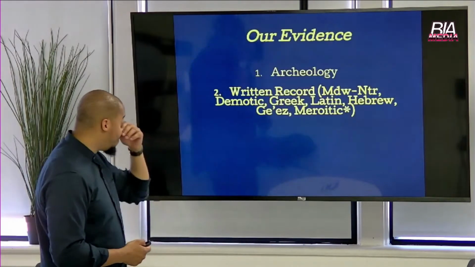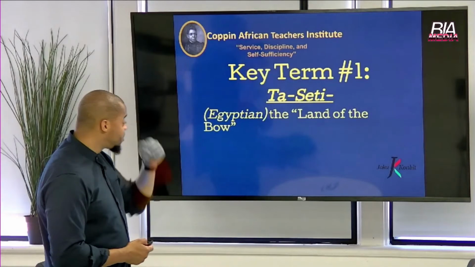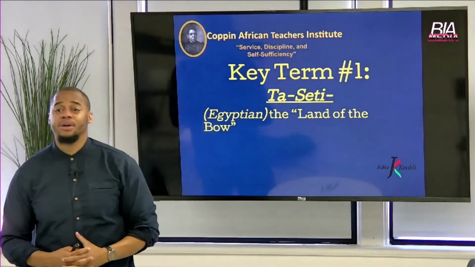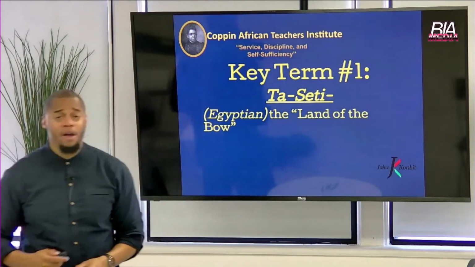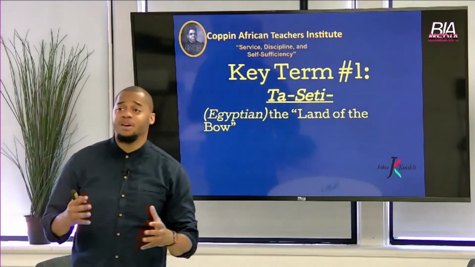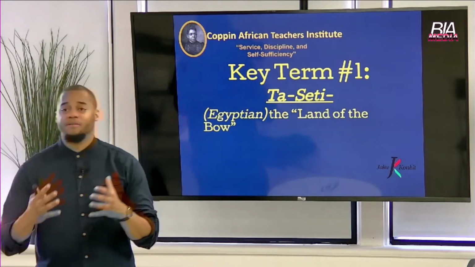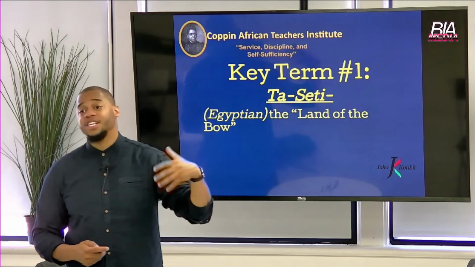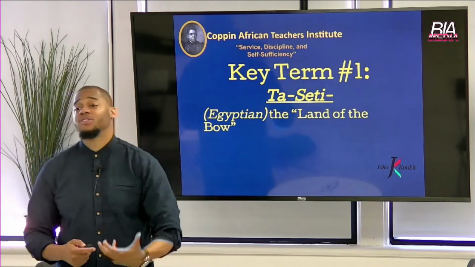Nubia was a lot greener than Egypt. All right, so the Egyptians referred to Nubia, particularly Lower Nubia, as Ta-Seti, the land of the bow, because of how proficient the Nubians were as archers, with bow and arrow fighting. In fact, Egypt would often use Nubians as mercenaries in their wars.